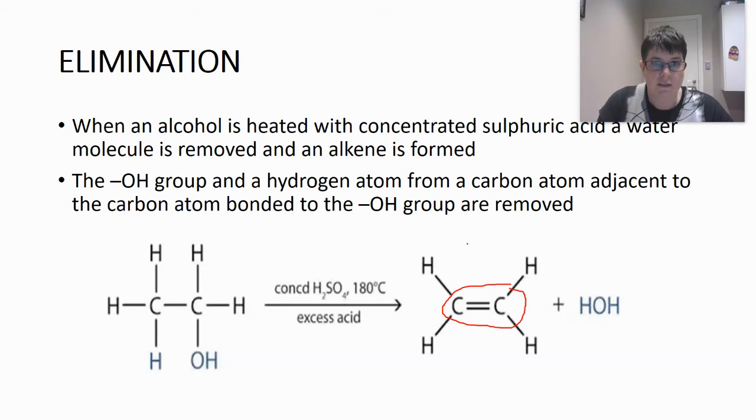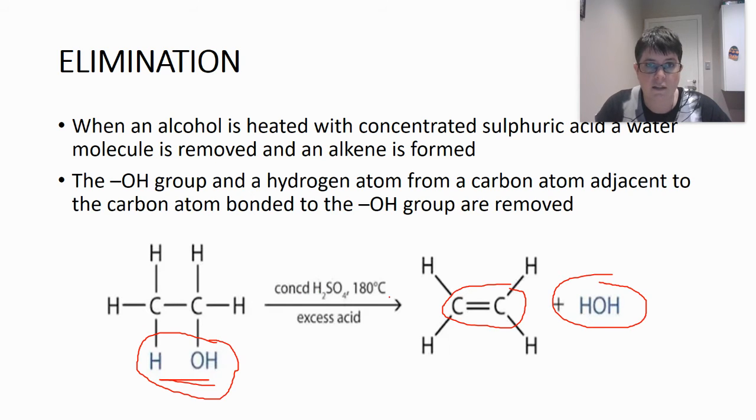In this example, we've got ethanol, and these are the two atoms that are going to be removed to make H2O, water. They need to be next to each other on adjacent carbons. So we're going to use concentrated sulfuric acid, heat, and an excess, and it's going to be an elimination reaction to form this carbon-carbon double bond. So elimination is taking something off and forming a carbon-carbon double bond.